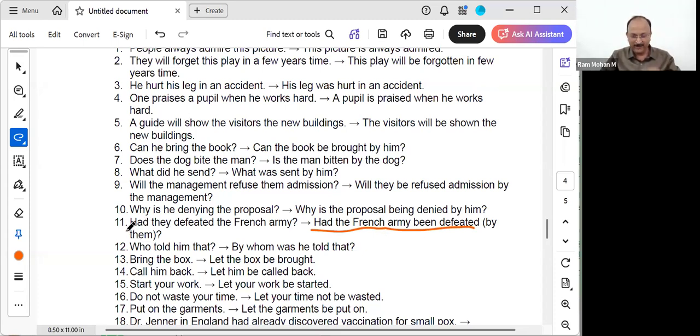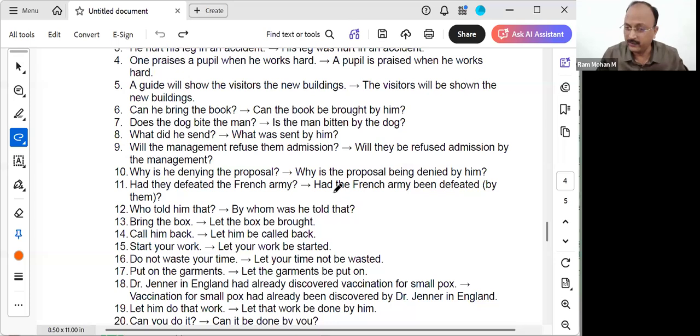So had will start with had only. The French army will become the subject here. Had the French army, they defeated. So been will get added. Past means been should get added. Had the French army been defeated? That's it. Correct? No?